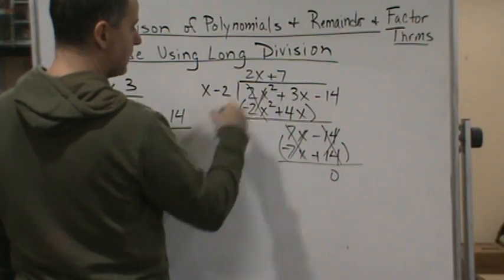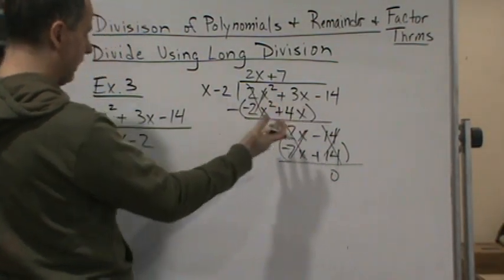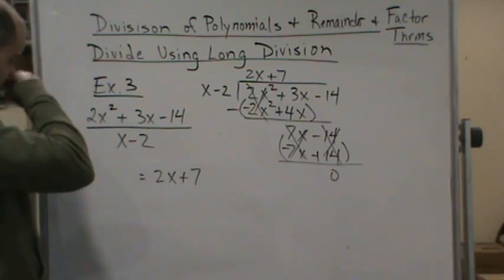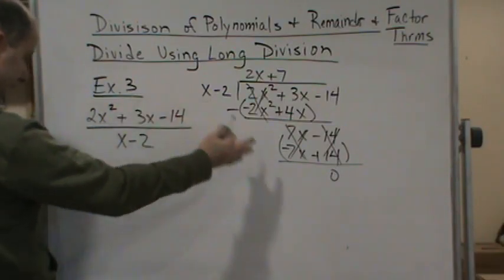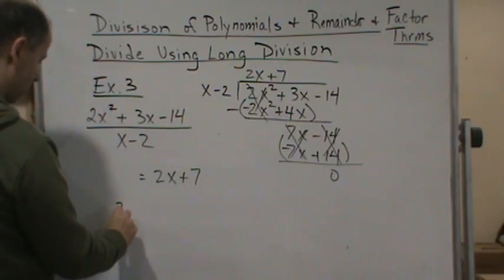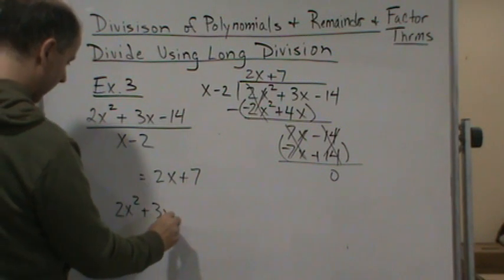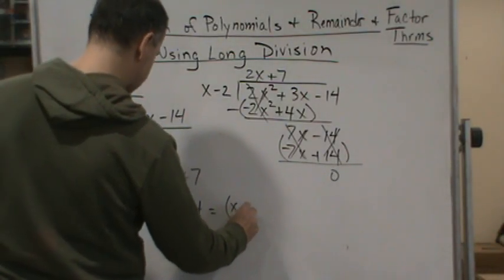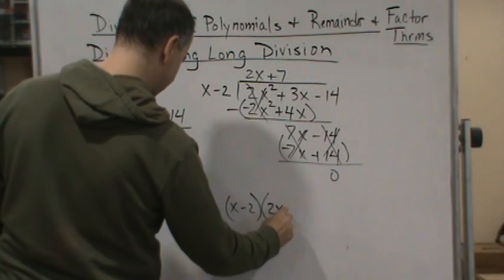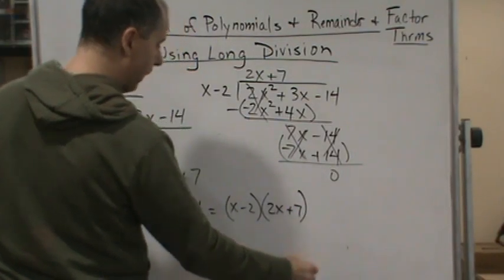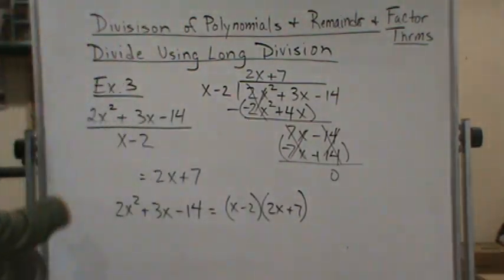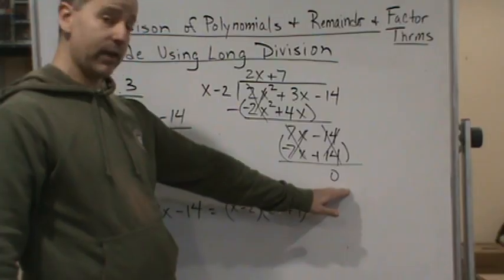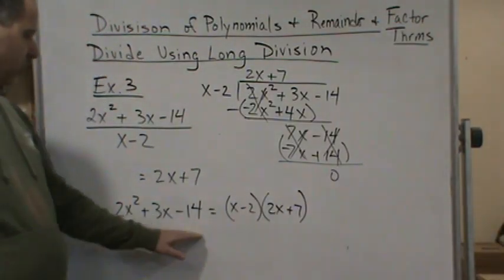That what? 2x plus 7 is a factor of the dividend, right? So if we write it the other way, what this is also saying, remember from the division algorithm, we know by this that we can write 2x squared plus 3x minus 14 is equal to what? x minus 2 times 2x plus 7 plus the remainder, but the remainder is 0. So what we can say is that, hey, if we get a remainder of 0, we can factor the polynomial.